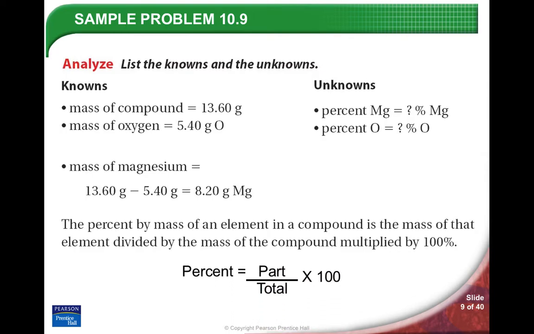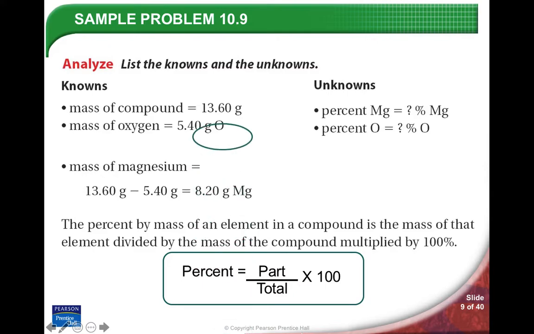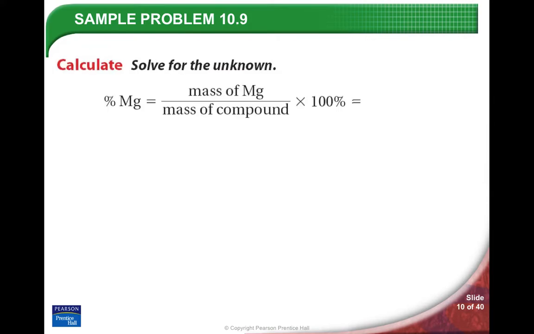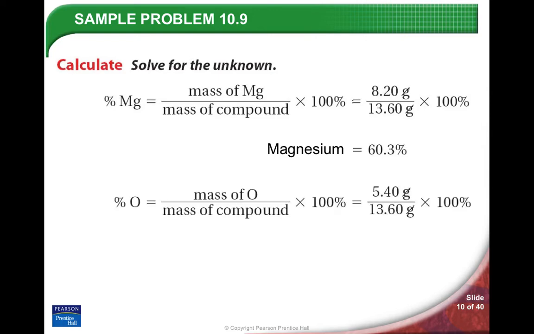To get percent, we're going to take the part that came from each element, 5.40 and 8.20, divided by the total, what we started with, 13.60, and multiply by 100. So again, we know the total, we know oxygen, we've calculated magnesium. Now all we have to do is calculate percent. Grams go away, of course, and we end up with the percent symbol, and it works out to be 60.3. Mass oxygen is 5.40 divided by the 13.60 works out to be 39.7.